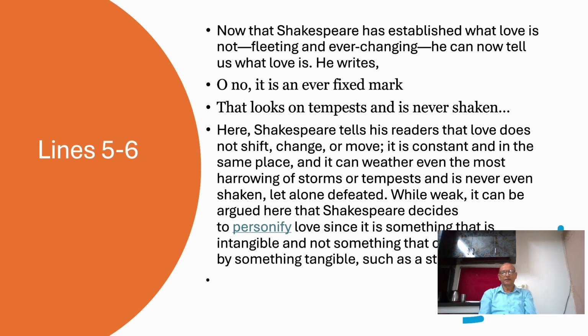Here Shakespeare tells his readers that love does not shift, change or move. It is constant and in the same place, and it can weather even the most harrowing of storms or tempests and is never even shaken, let alone defeated. It can be argued here that Shakespeare decides to personify love since it is something intangible and not something that can be defeated by something tangible such as a storm.